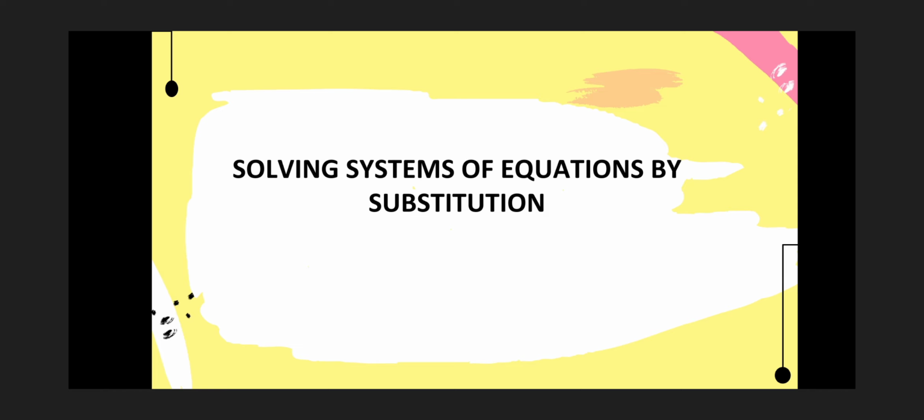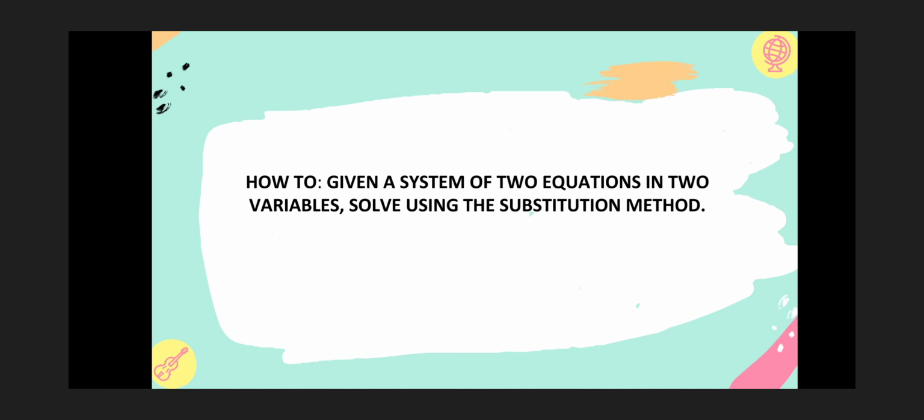In which we solve one of the equations for one variable and then substitute the result in the second equation to solve for the second variable. Recall that we can solve for only one variable at a time, which is the reason the substitution method is both valuable and practical. So how to? Given a system of two equations in two variables, solve using the substitution method. Ito yung mga dapat tandaan.